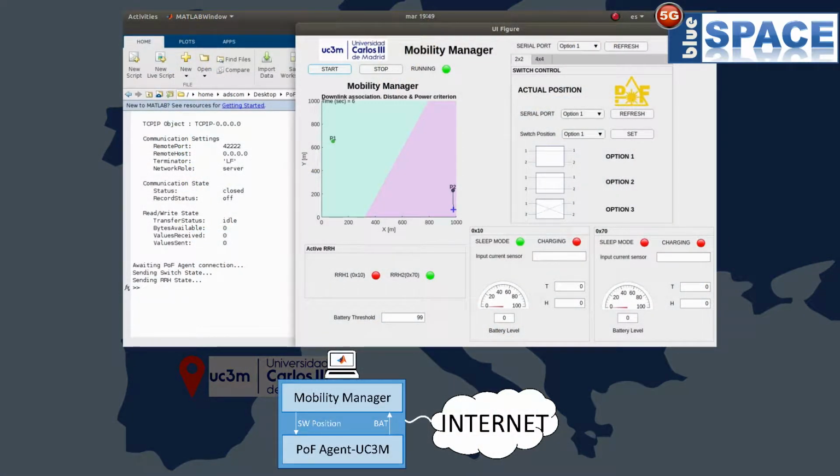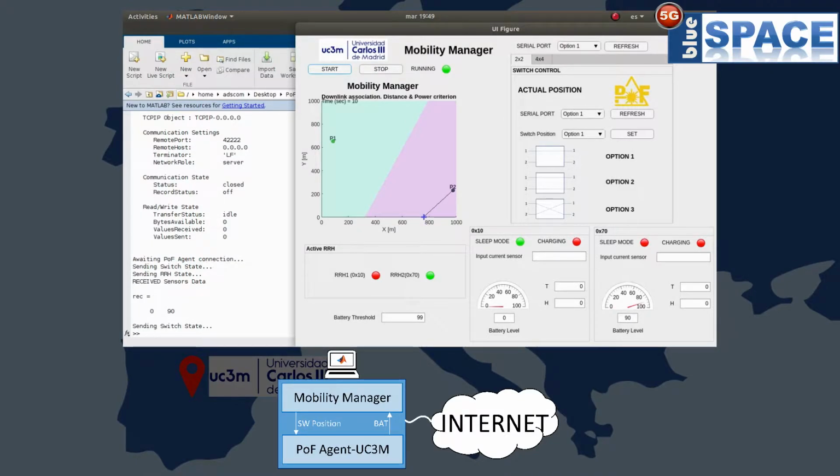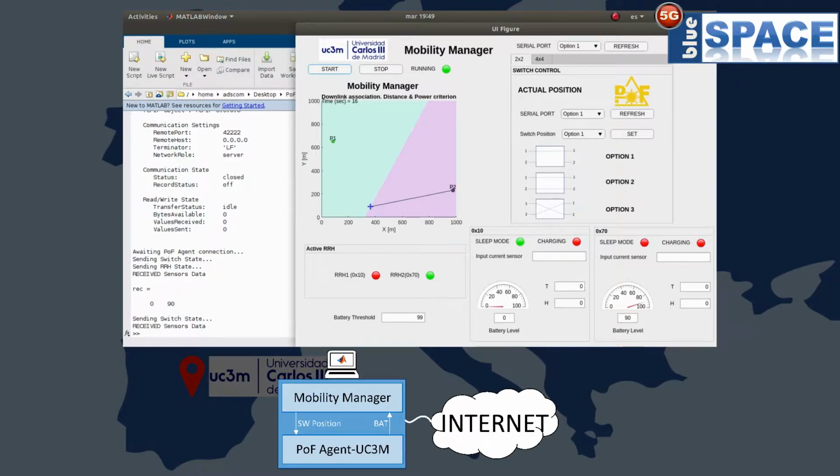This is the power over fiber agent at University Charles III in Madrid. It uses the position calculated by the Mobility Manager and information received via Internet about the system to decide whether to send a sleep or an active command. It also shows the information received from the system.